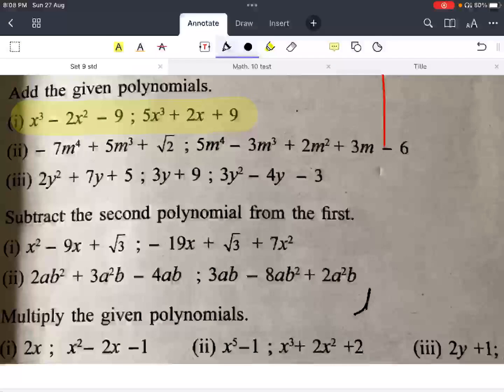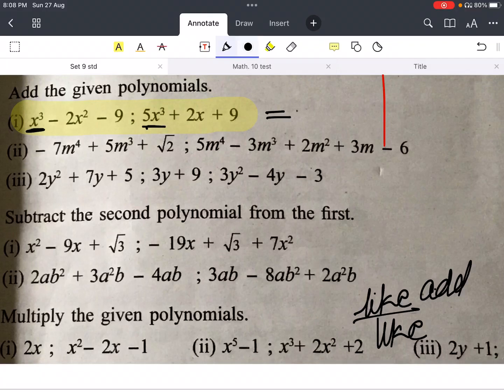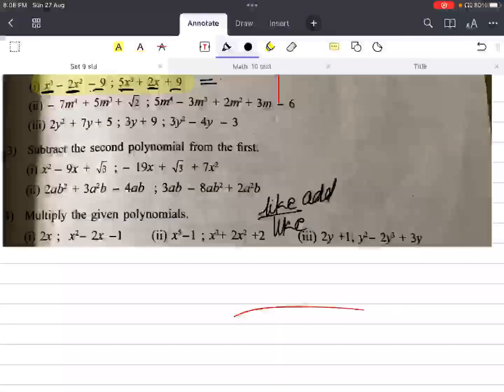So what is the short trick? Like terms add with the like terms. Always keep in mind, like terms add with the like terms. Okay, so let's observe this: x cube, x cube. Then the x square term is missing, and x is missing in the first equation. So we will just write it as it is, and the number is there. So just write down the equation like that.